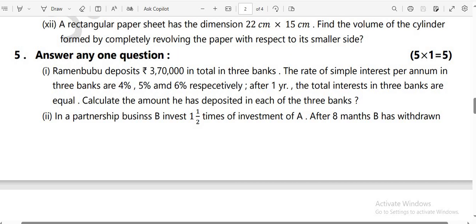Question number 1. Raman Babu deposited rupees 3,70,000 in total in 3 banks. The rates of simple interest per annum in the 3 banks are 4%, 5% and 6% respectively. After 1 year, the total interest in the 3 banks is equal. Calculate the amount he has deposited in each of the 3 banks.